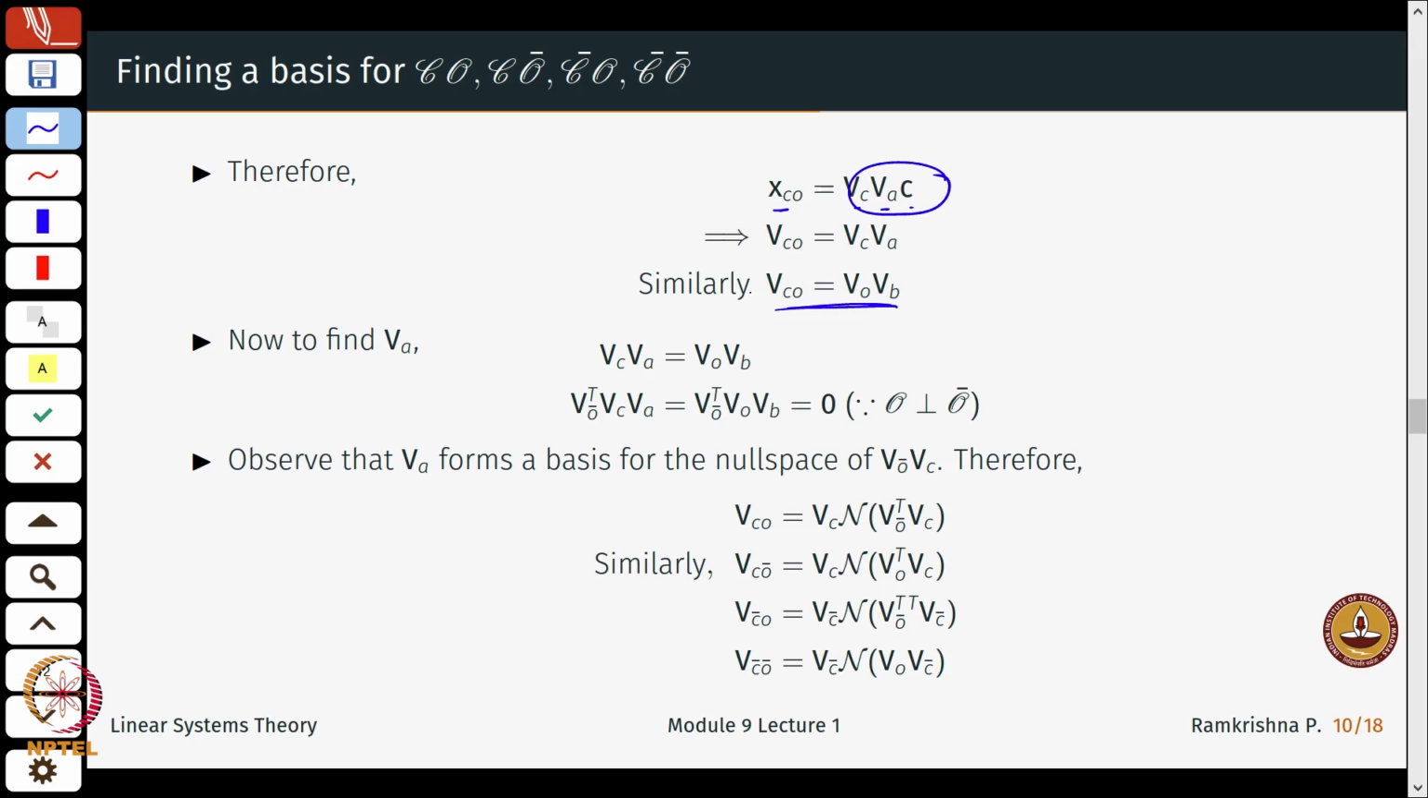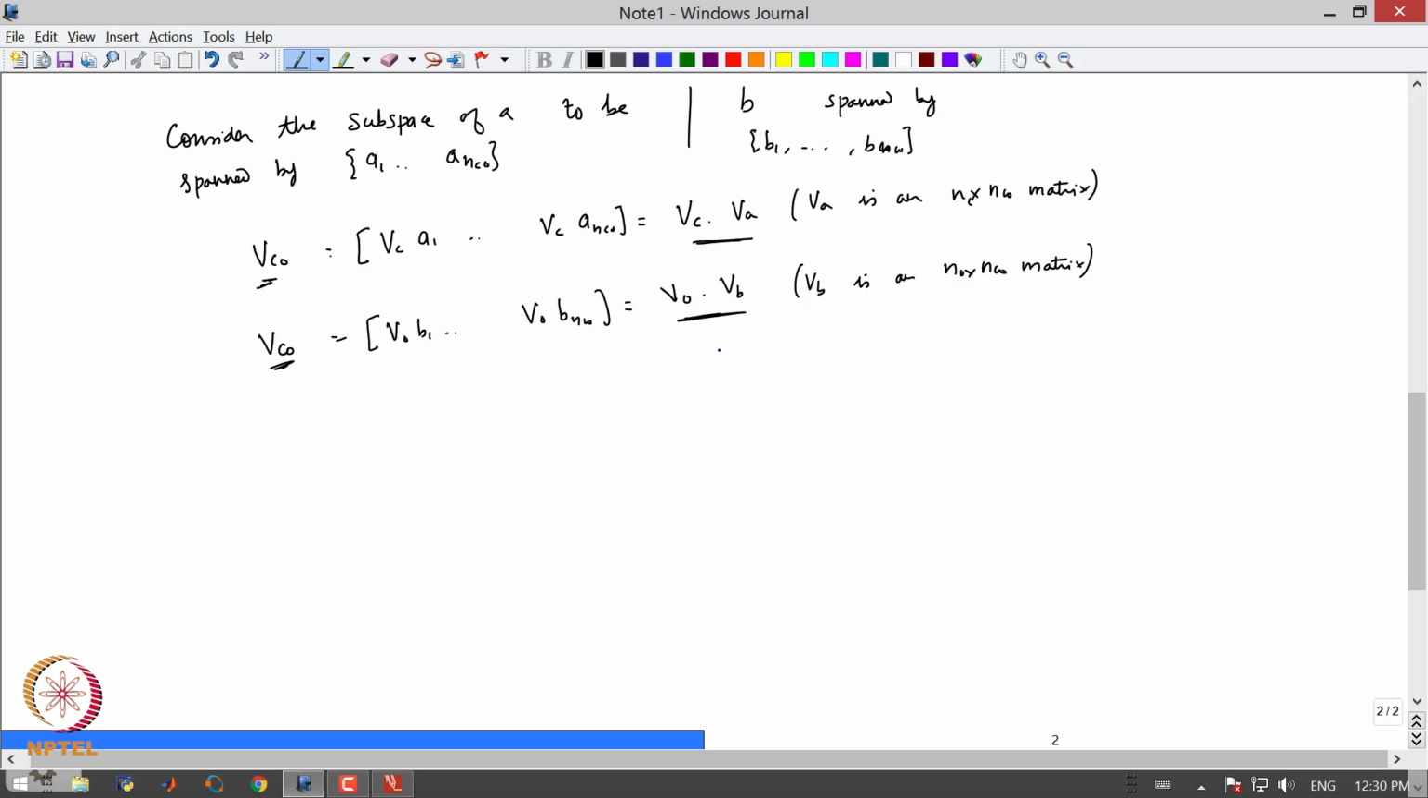Now the next steps. So, what do we do? I have this relation and I have this relation. So, let us quickly do something here. If I know the basis for Vo naught and Vo naught bar, we know that these are orthogonal complements.